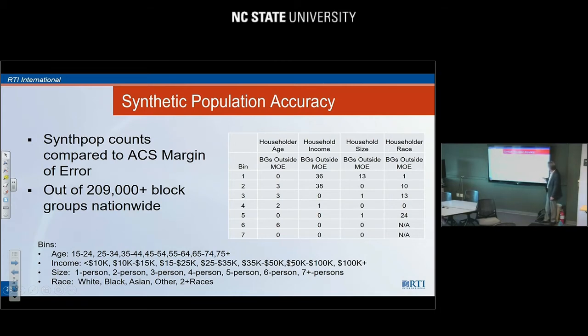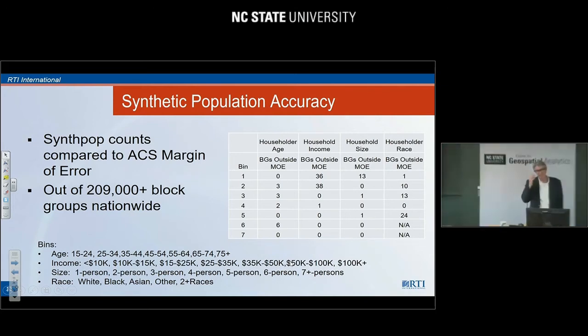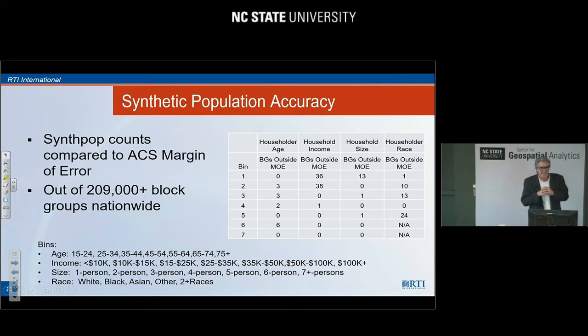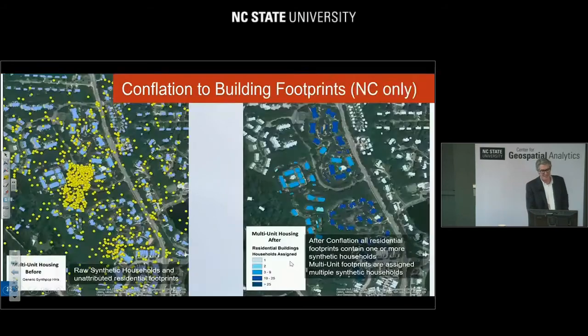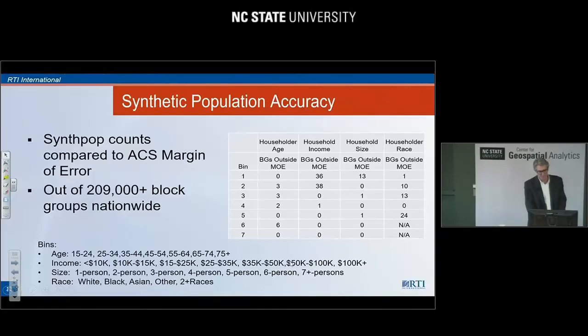In the worst case, we're off in 38 block groups in the whole country. We were either over or under the margin of error for household income. So pretty good. And again, for modeling, remember we're modeling here. It's not reality, but it's close enough to model.